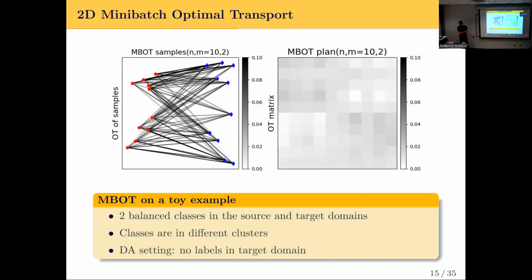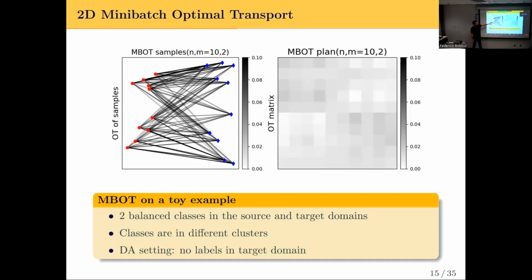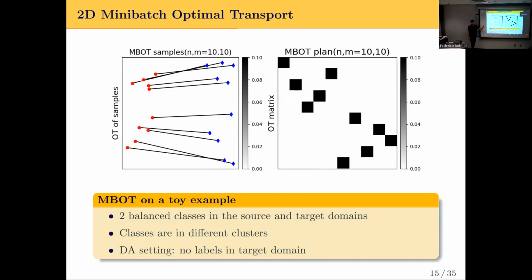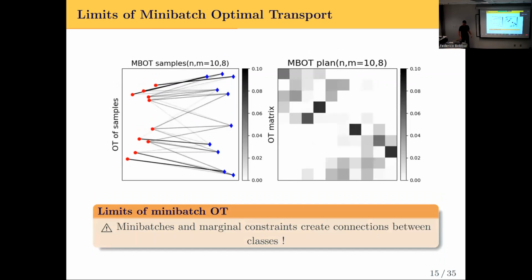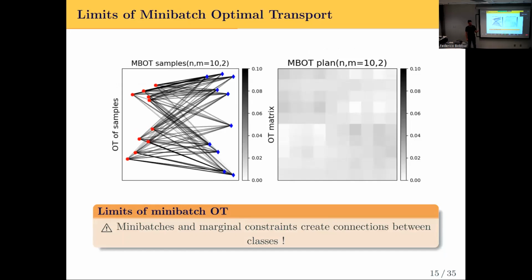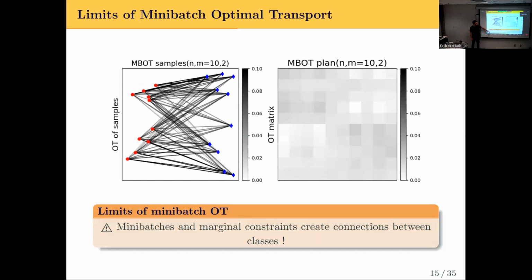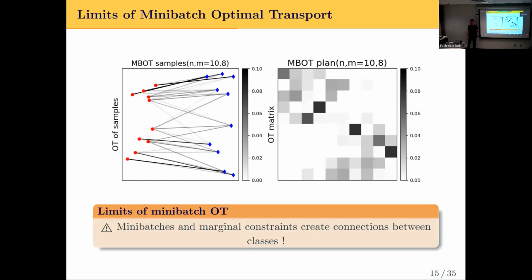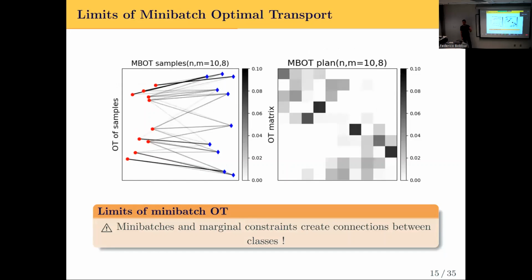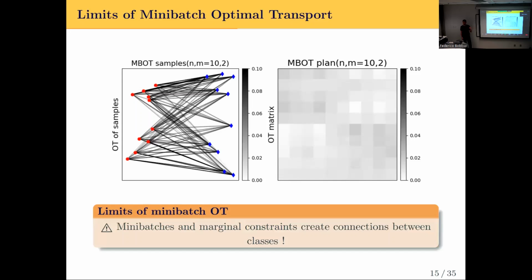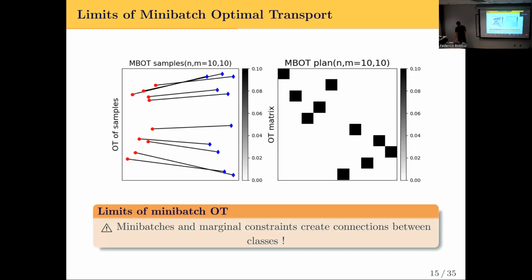And this is a problem in the domain adaptation setting, because as we do not have the labels, we will have to draw samples randomly and uniformly in the two domains. And so the marginal constraints in the minibatch samplings create connections between classes. This might explain why I was not able to reproduce the results from DeepJDOT in practice. And basically, this is the reason why.